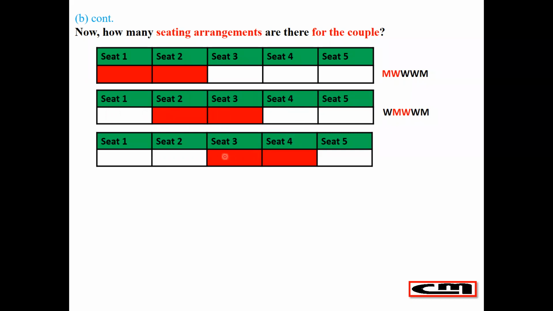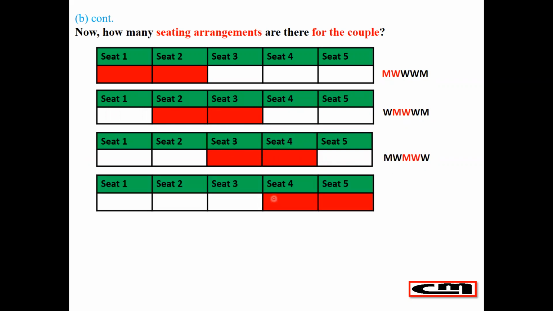Or another arrangement would be seat number 3 and 4, right? And in words, it can be represented like this, right? So as such, again, the last one would be seat number 4 and 5. These are just arrangements, not ways to say if they sit in the first arrangement, we are fine, they are next to each other. Or if they sit in the second arrangement, still we are fine, they are next to each other, and so on and so forth. So these are what I'm referring to as sitting arrangements.